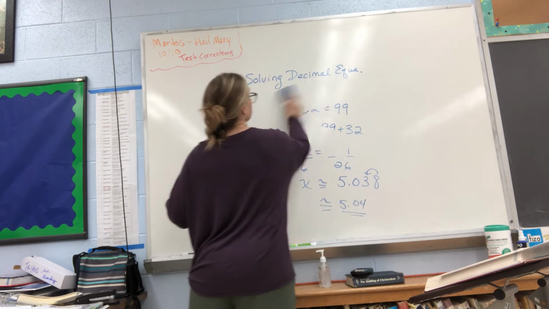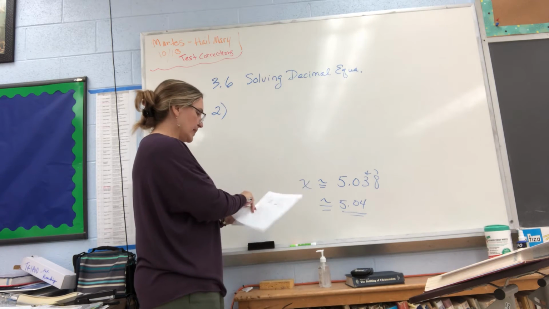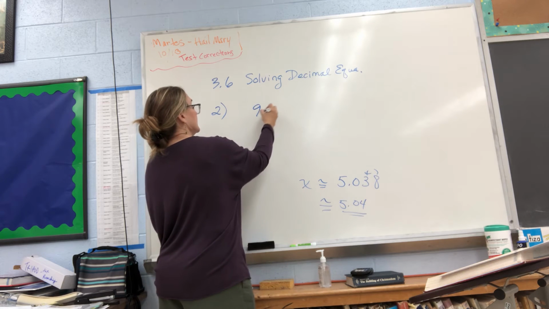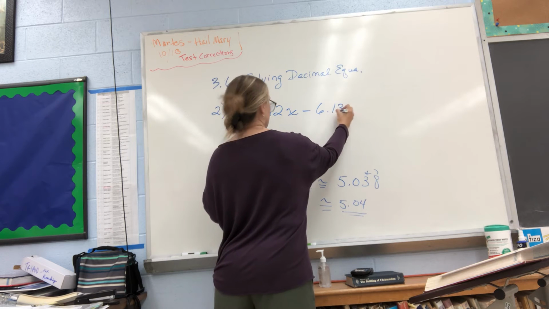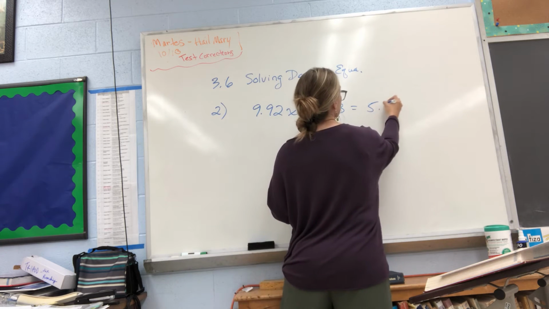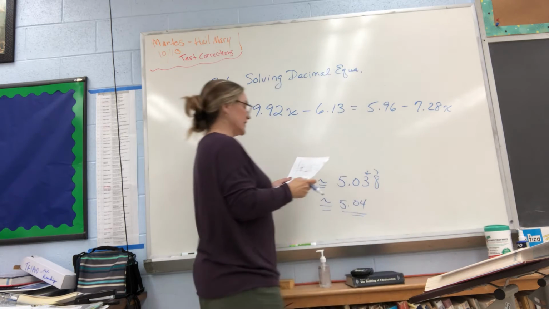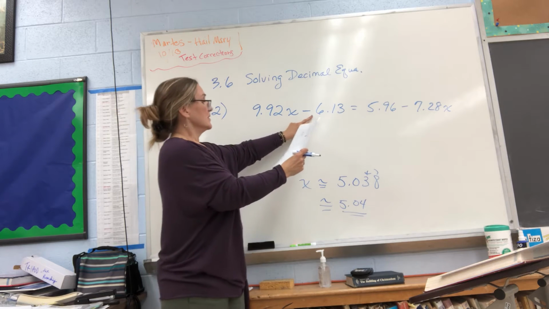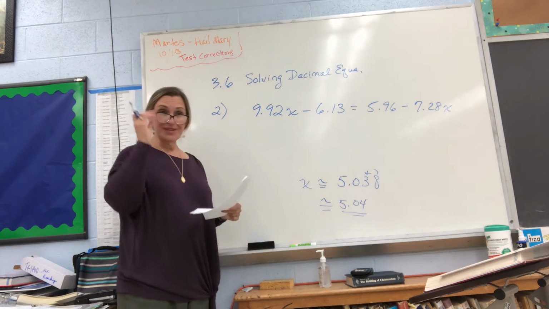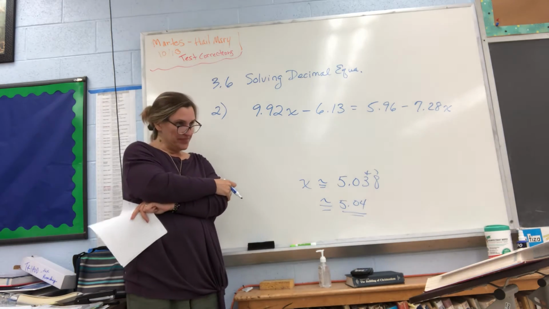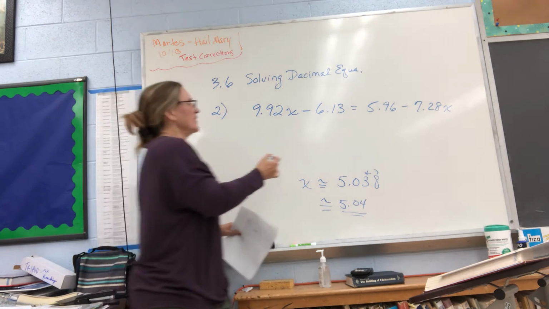Number 3. Okay. How about this one? 9.92x minus 6.13 equals 5.96 minus 7.28x. Let me look at these numbers, make sure I wrote them right. Okay, looks good. What do I need to do? Javi? Add 7.28x to the other side. Sure, we need to add that to both sides.